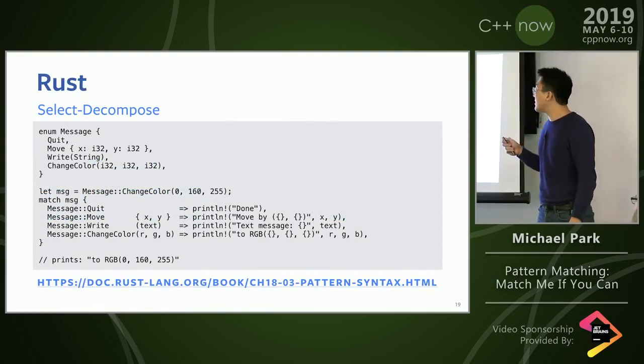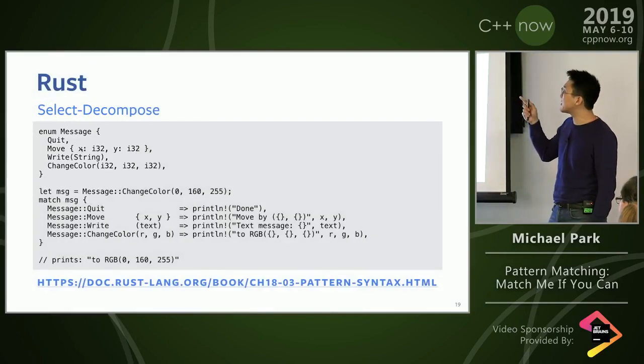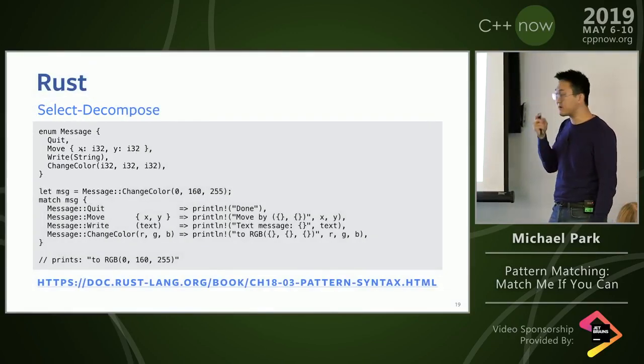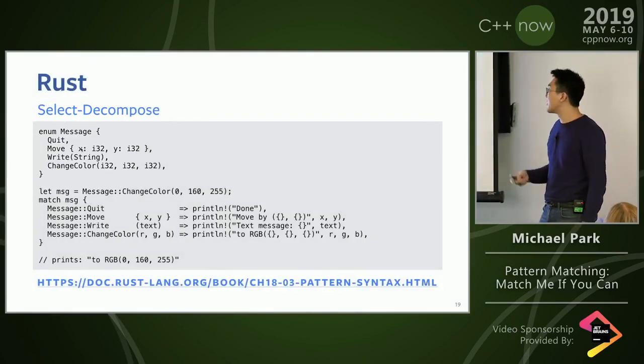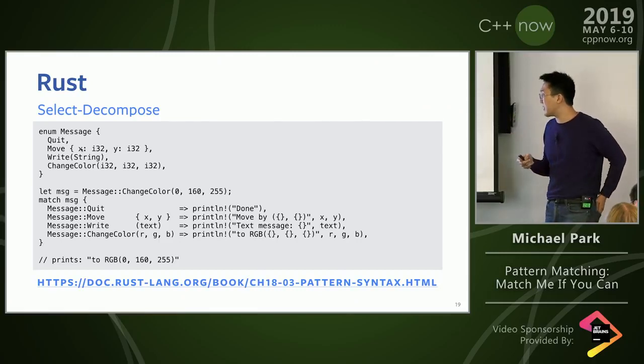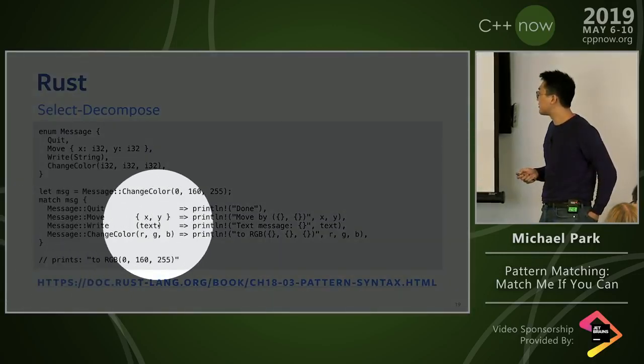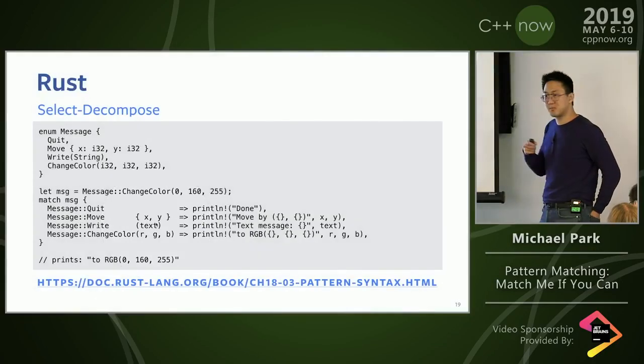So the enum here is kind of like a variant. So we have a message, we have quit, move, write, and change color. And then we can construct an instance of message of change color, and then we can match on that. So the matches appear here, right? It's pretty intuitive as to what's happening, right? You can guess as to what's happening here.